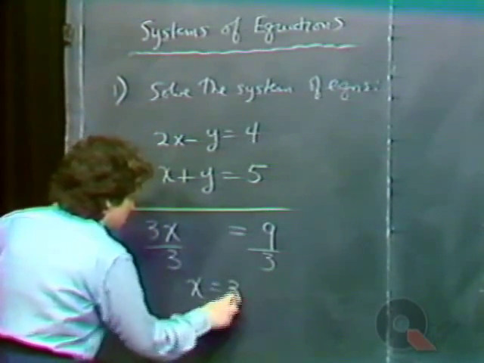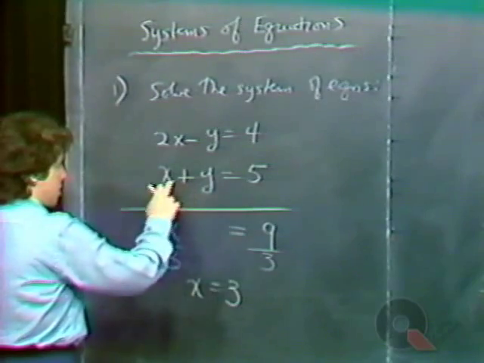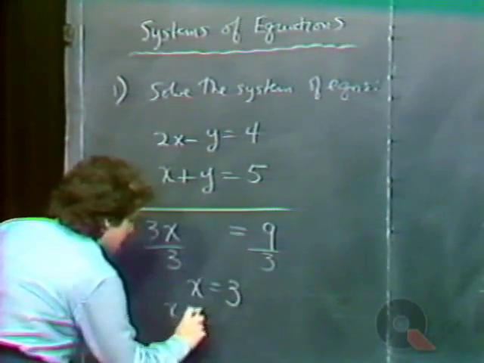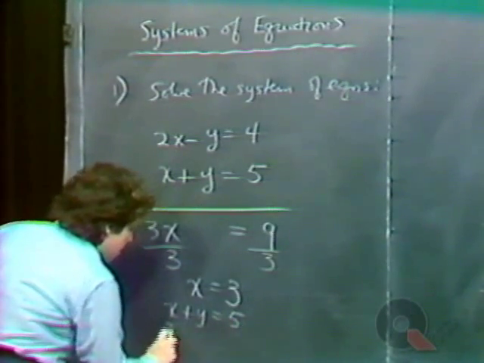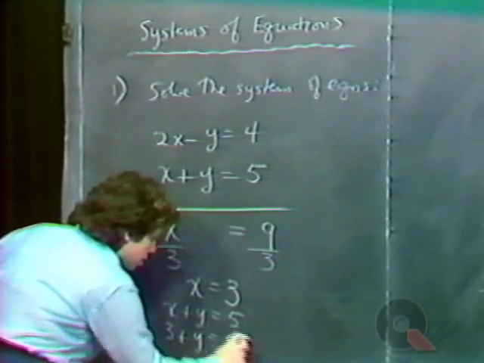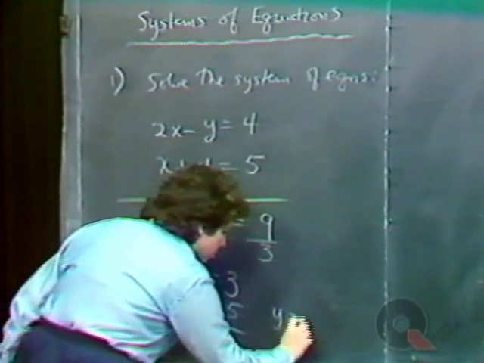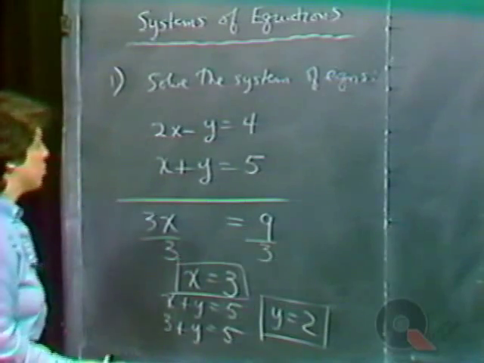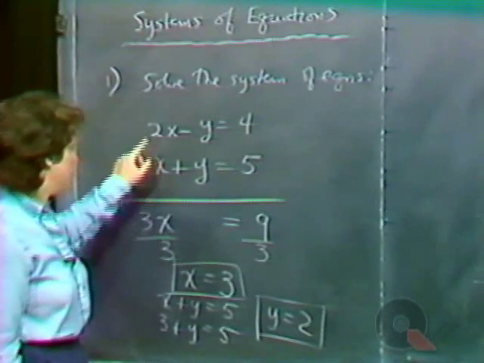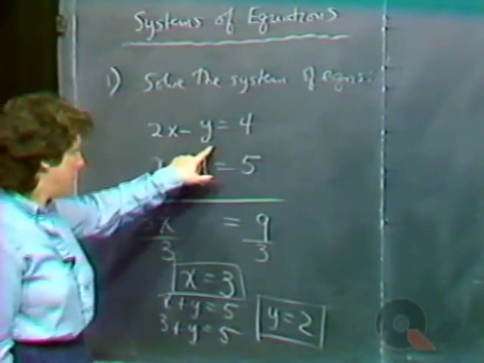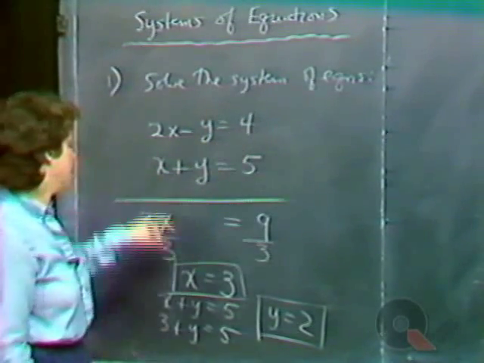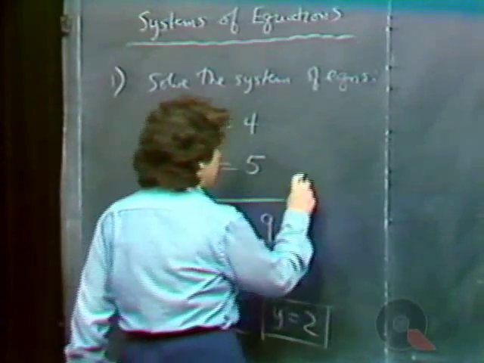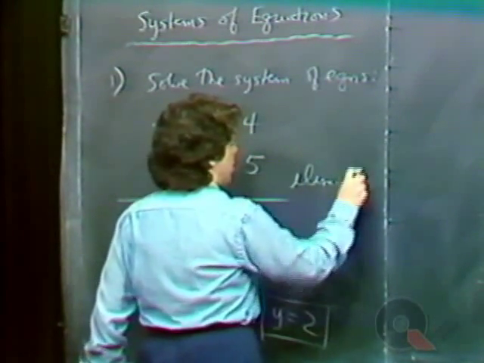X equals 3. And once you know what x is, you can substitute into either equation to figure out what y is. Well, let's say x plus y equals 5, x is 3, leaving us with y equals 2. So we have as our solution, which we have to check, x equals 3, y equals 2. Let's check it. 2 times 3 is 6, minus 2 equals 4. That's correct. 3 plus 2 equals 5. That's correct.